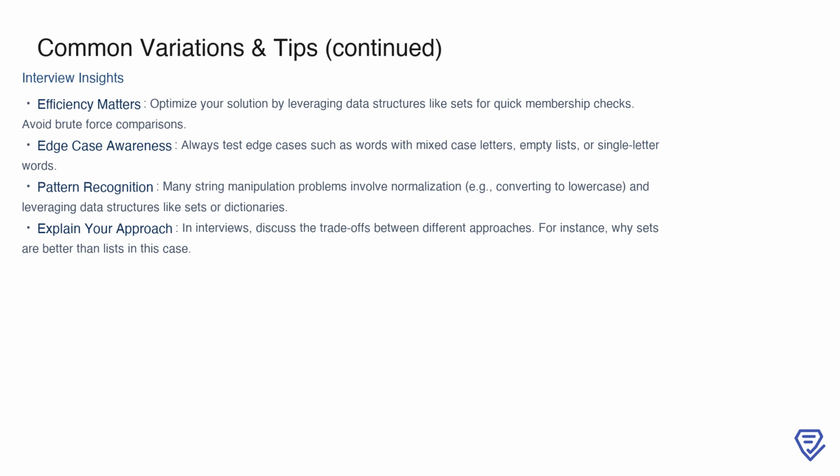Recognizing patterns in string manipulation problems is also crucial. For example, many such problems require normalization, like converting strings to lowercase, and leveraging efficient data structures like sets or dictionaries. Lastly, in interviews, it's important to articulate your approach clearly. Discuss the trade-offs between different methods, such as why you might choose sets over lists in this case, to demonstrate your thought process and understanding.